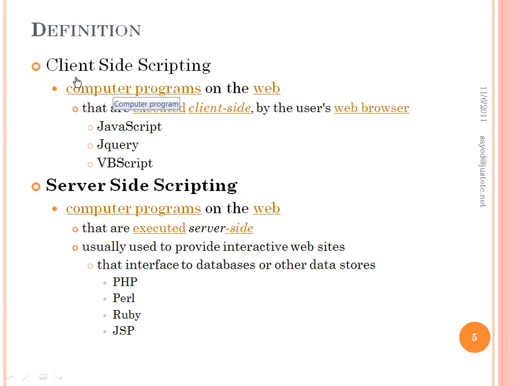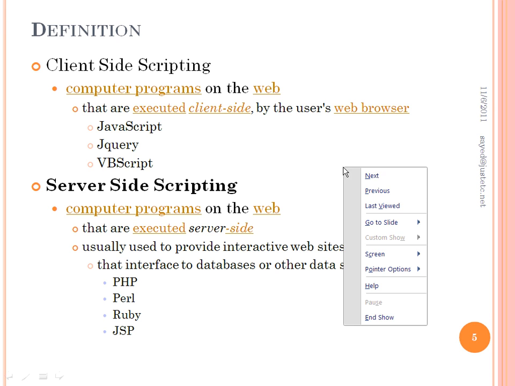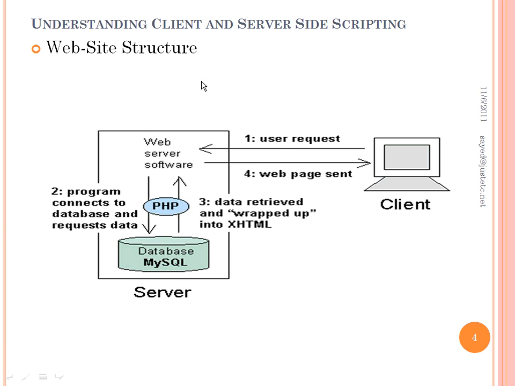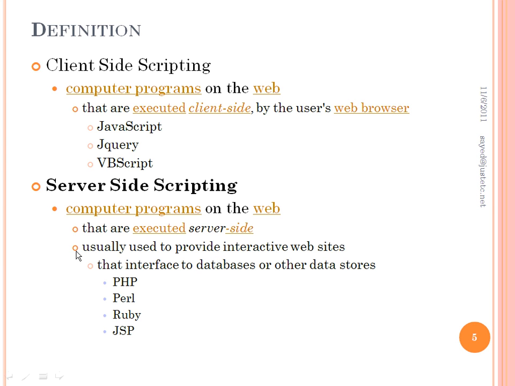So what is client-side scripting? These are computer programs that run on the web and are executed on the client side, by the user's browser. We can write this code in many different scripting languages like JavaScript, jQuery, VBScript. And server-side scripting programs are executed on the server side. It is usually used to provide interactive websites. Also, it provides an interface to the database or other data stores. PHP, Perl, Ruby, JSP are all server-side scripting languages.